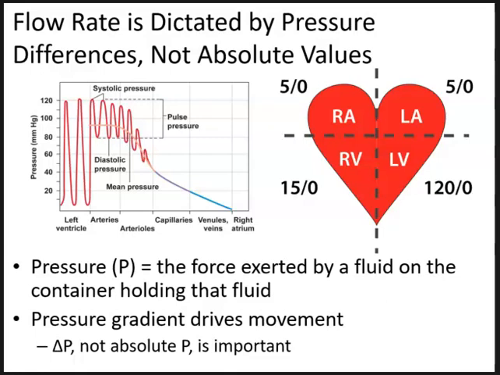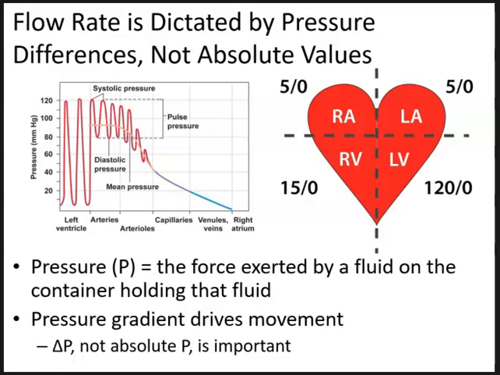Table 15.1 again enumerates the rules governing this formula. The first rule is blood flows if a pressure gradient, also known as delta P, is present. Delta being the symbol for change. The second rule is that blood flows from areas of higher pressure to areas of lower pressure. And we saw that with regards to the chambers of the heart. Third is that blood flow is opposed by the resistance of the system, and we'll talk about resistance in just a little bit.